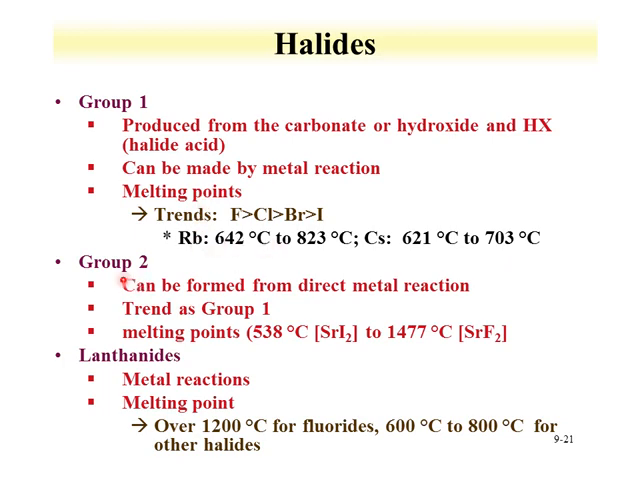Group 2 trends are very similar to the group 1s, and a range of melting points are shown here from strontium diiodide at around 500 to strontium difluoride at close to 1500. So about 1,000 degrees difference between those halide species. Again, for the lanthanides, the fluorides tend to be over 1200 degrees C for the melting point, and 600 to 800 degrees for the other halides. So we see this trend in halide behavior continue.